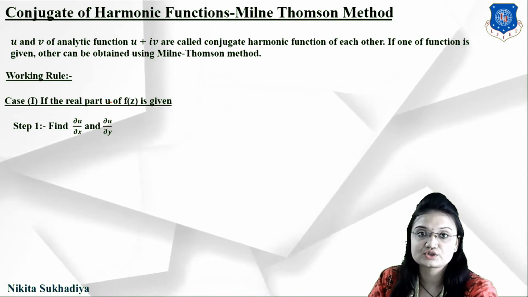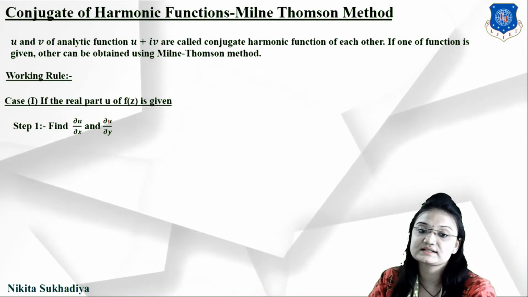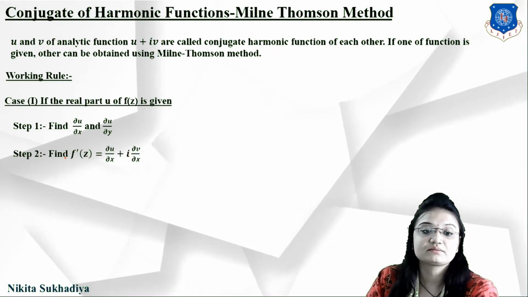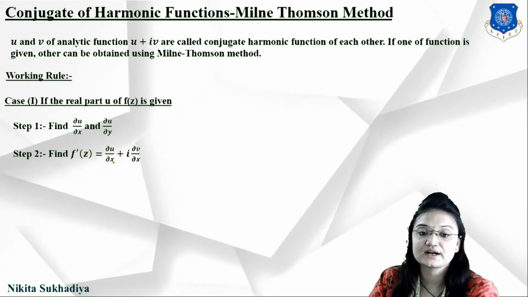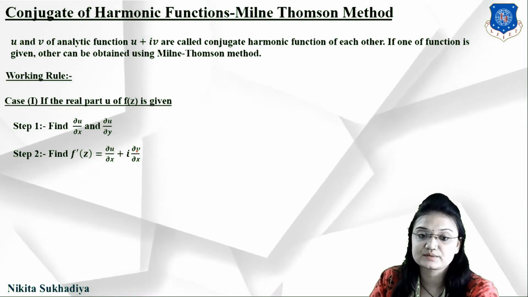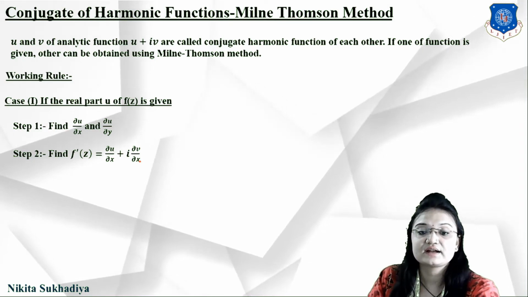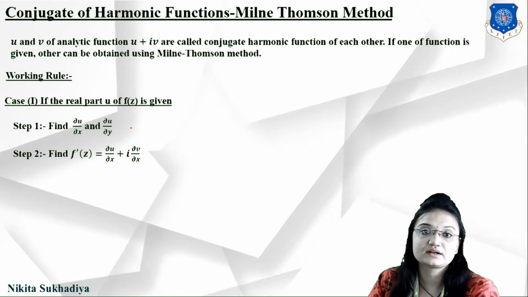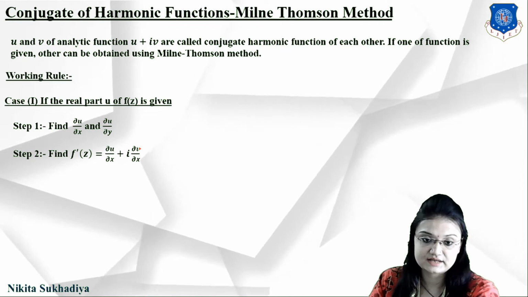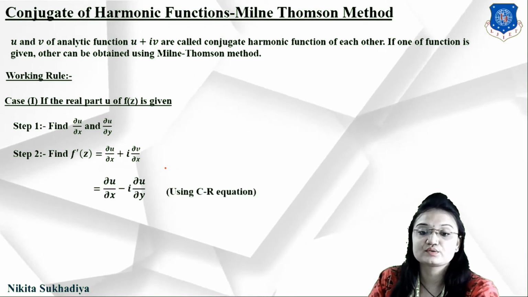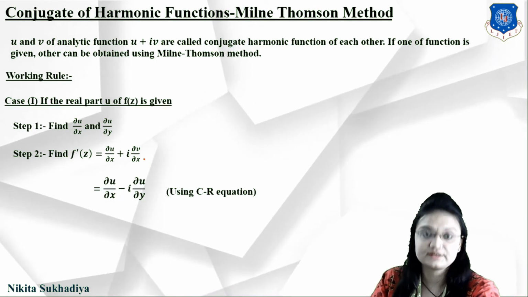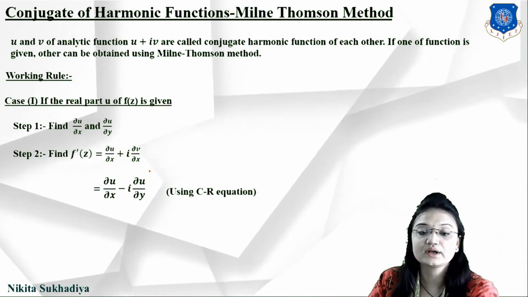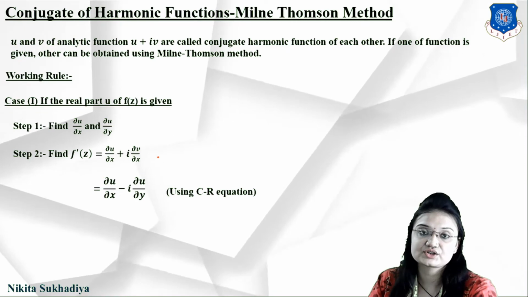If u is given, you can clearly find del u by del x and del u by del y. Then step number 2, find f dash of z. So f dash of z is del u by del x plus i del v by del x. But here we do not have any value for del v by del x. So according to the CR equation, we can put del v by del x equal to minus del u by del y. Okay, so we will get our next answer.